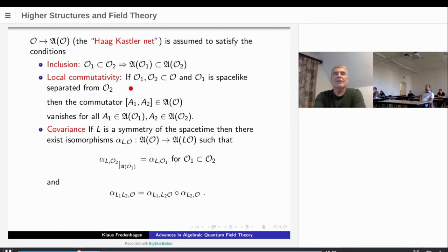Then there is the relativistic rule that systems which are space-like separated from each other don't influence each other. This is expressed by the law of local commutativity. So you have two subregions, O1 and O2, of a region O, and O1 is space-like separated from O2. Then the commutator is an element of the algebra of O, and the condition is that the commutator has to vanish for all elements A1 in the algebra A of O1 and A2 in the algebra A of O2.